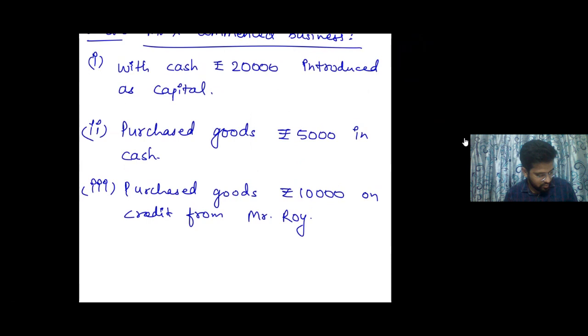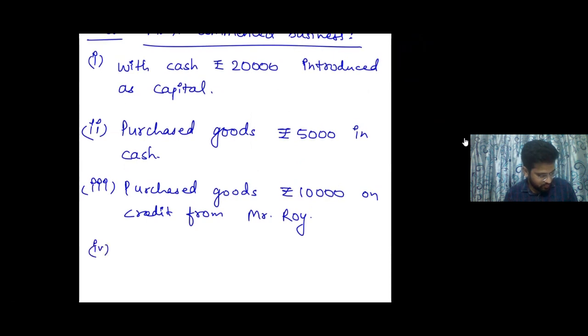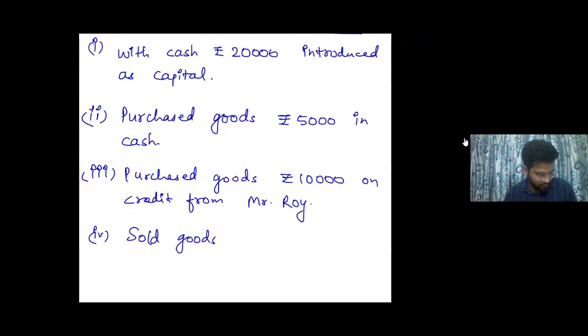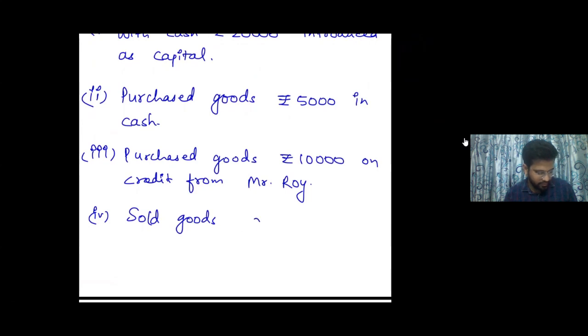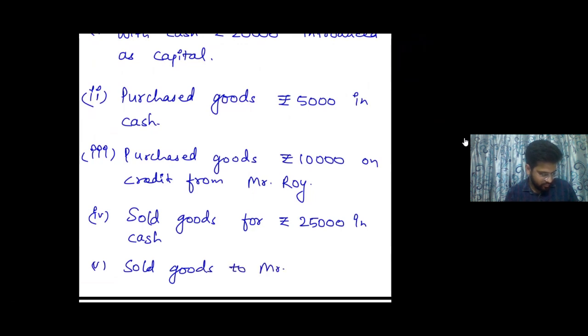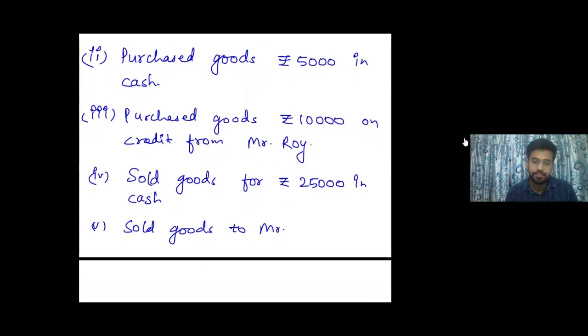Fourth, sold goods for rupees 25,000 in cash, and sold goods to Mr. Sony on credit rupees 20,000.